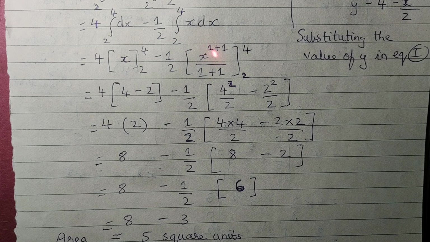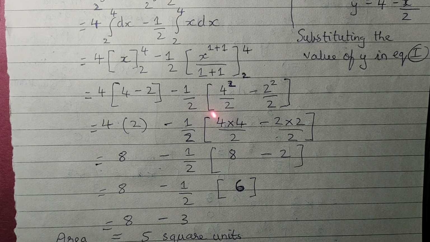So x raised to n plus 1, where n over here is 1, so 1 plus 1, divided by n plus 1, which is 1 plus 1. Bracket close, and you have to put the lower limit and the upper limit. Here 4 is outside. You will be putting the upper limit 4 in place of x, minus the lower limit 2 in place of x, bracket close, minus 1 divided by 2.